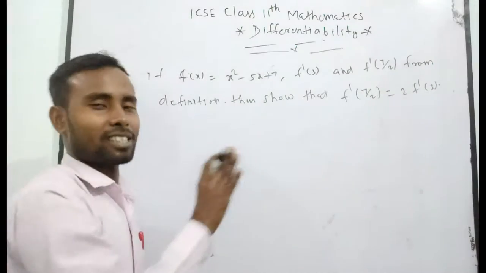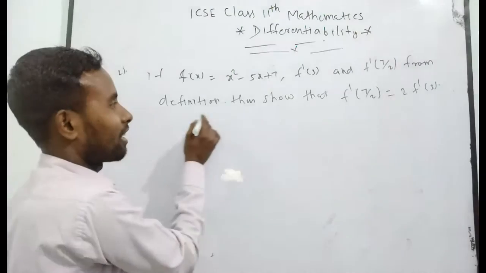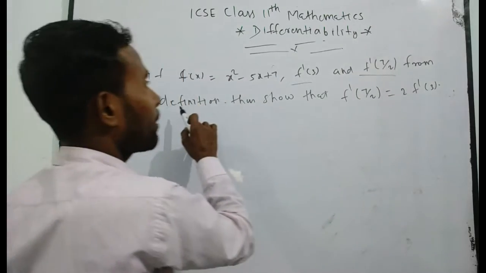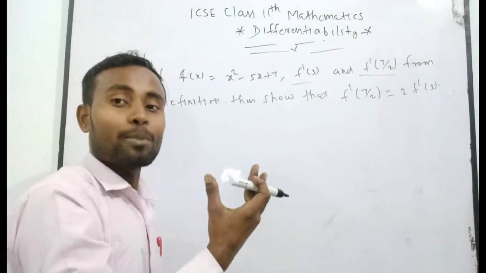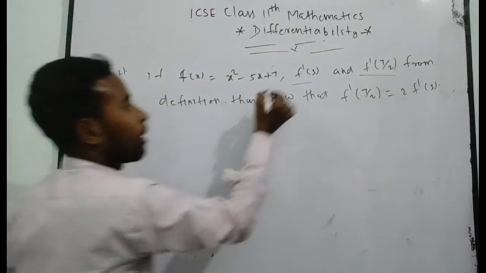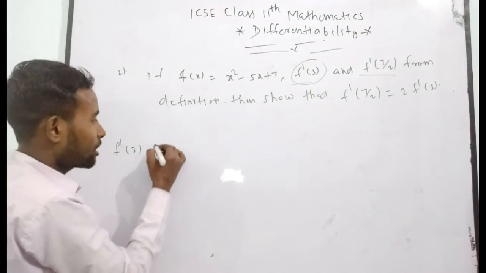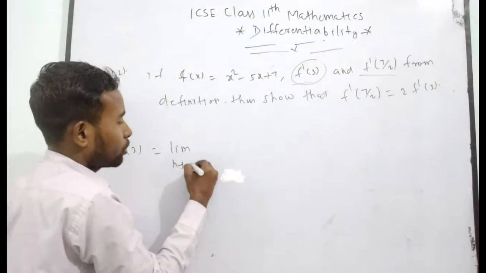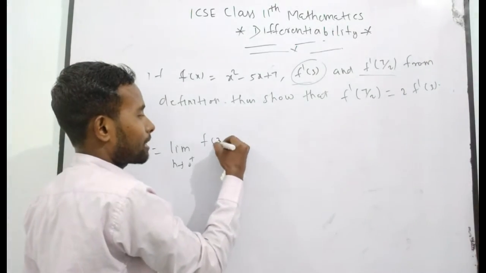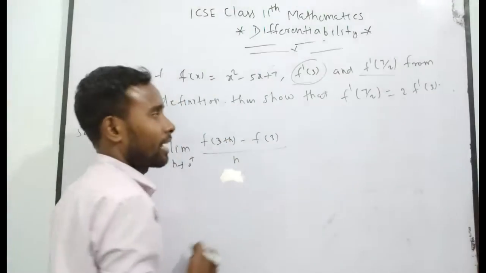That means not 1 second, 30 seconds. Sometimes you can solve this problem orally. So they always suggest you have to find f dash 3 and f dash 7 by 2 from the definition. That means the first principle method. Now I want to firstly find the value of f dash 3. I want to directly write f dash 3 is equal to what? Limit h tends to 0 from the right hand side, f(3 plus h) minus f(3) divided by h.